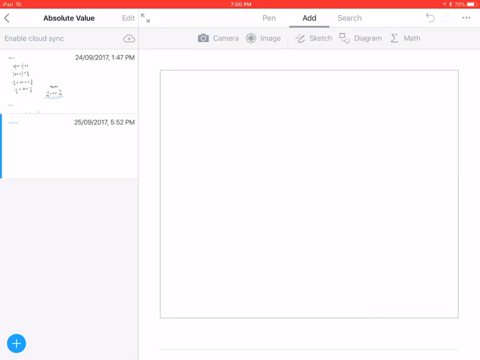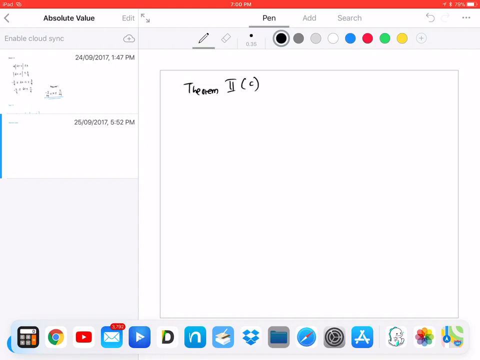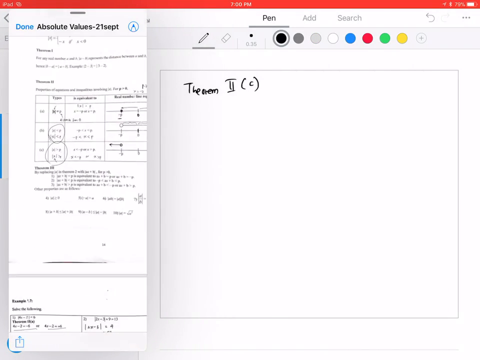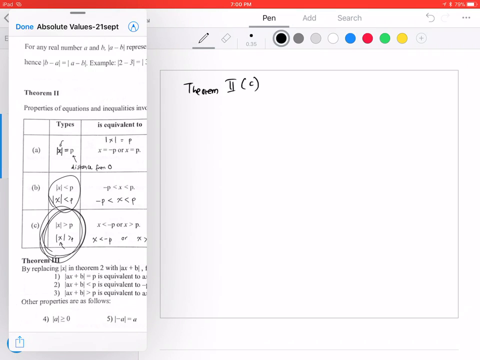Alright, to our final type of absolute value. So this will be theorem 2, type C. Okay, so now let's look at our notes. So let's look at this type C, where it says the absolute value of x is bigger than p.